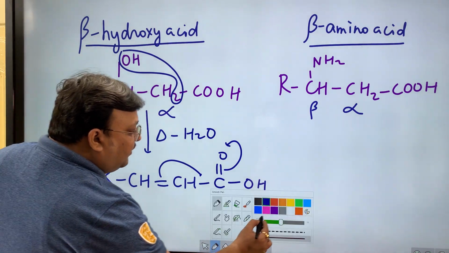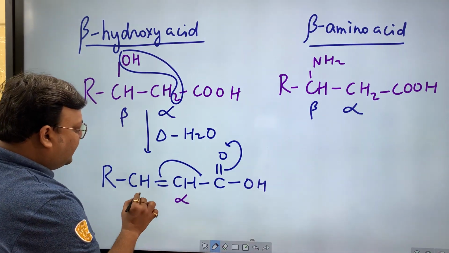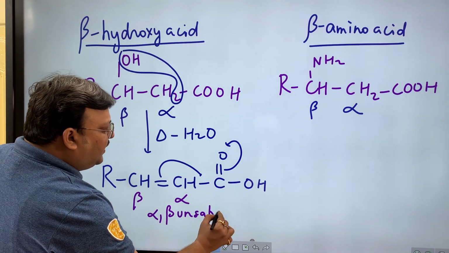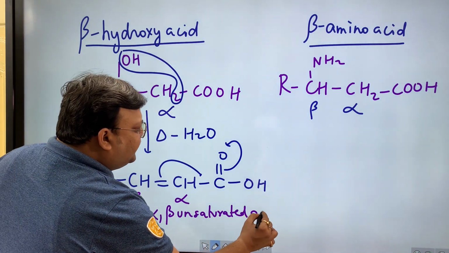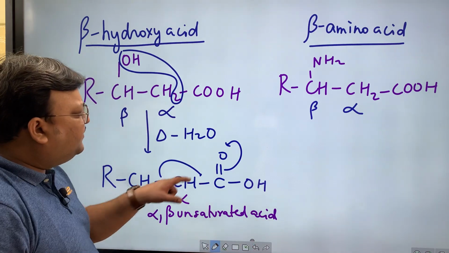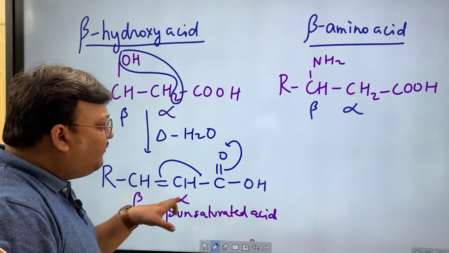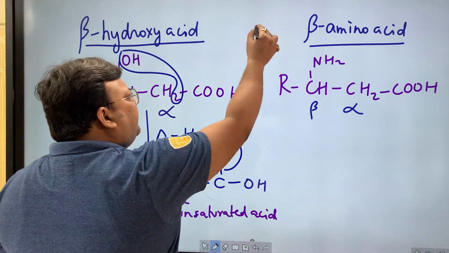I'll want to call it an alpha beta unsaturated acid. Such compounds are going to be stable because of resonance, double single double. Loss of water, you get an alpha beta unsaturated acid. You might see something similar with a beta amino acid.